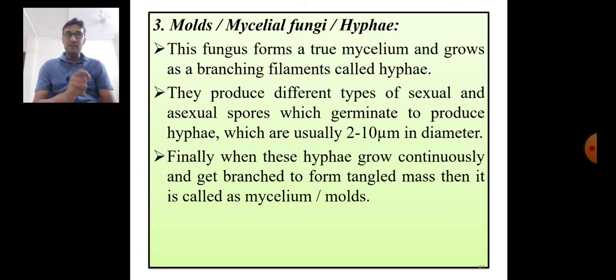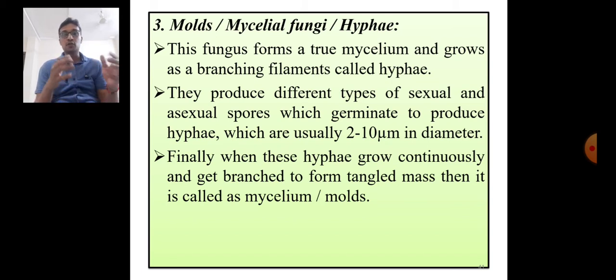This fungi has a shape like a branching filament, which is called the hyphae. This fungi, that is the mold, has the ability to produce sexual spores and asexual spores. Both the sexual spores and the asexual spores go through the process of germination, and as they germinate, they lead to the formation of the hyphae.